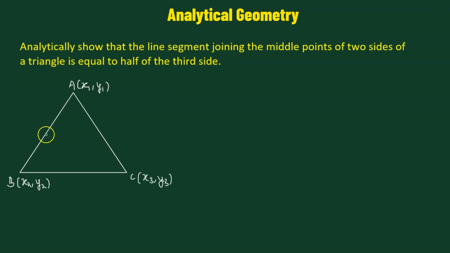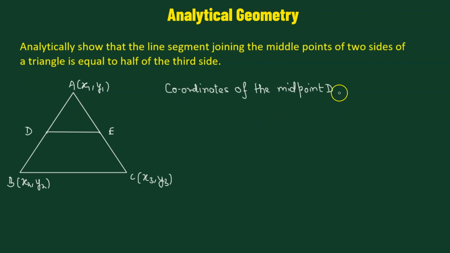So let's consider that the midpoint of AB is D, and the midpoint of AC is E. So let's join D and E. Now, we can find the coordinates of the midpoints D and E because we have the coordinates of the endpoints. Now, let's talk about the coordinates of the midpoint D.